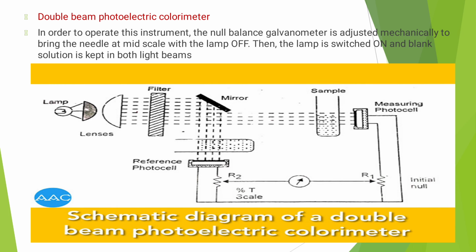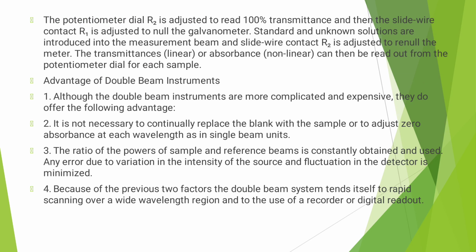The beam is deflected by a mirror and passed through the reference solution, and then resistance R2 is used to set the transmittance to 100%. R1 is used to adjust the galvanometer reading to 0, that is the null position, initial null. The radiation passes through the sample and falls on the detector, and this is measured. So this is the working of the double beam spectrophotometer.